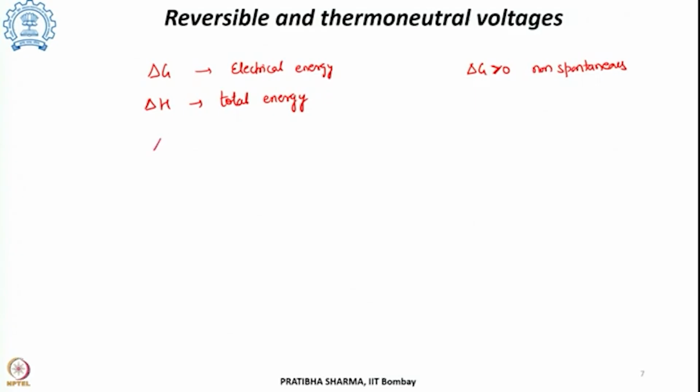Now, if we see the delta G value under standard conditions, this is nFE. Now, we know that the work done in order to carry a charge Q across a potential difference E is given by Q into E, and that can be written as nFE, where n is the number of electrons transferred during 1 mole of water splitting, and F is Faraday's constant.